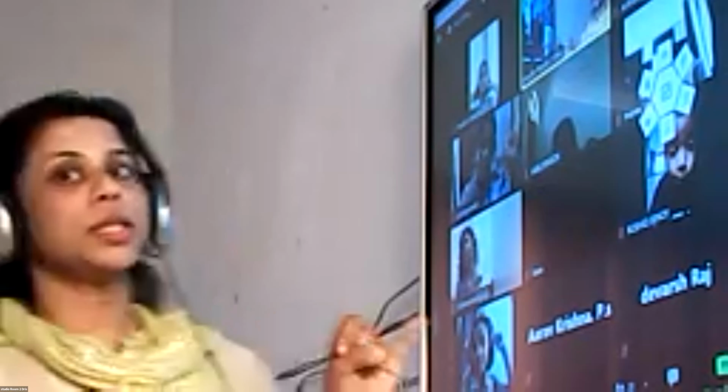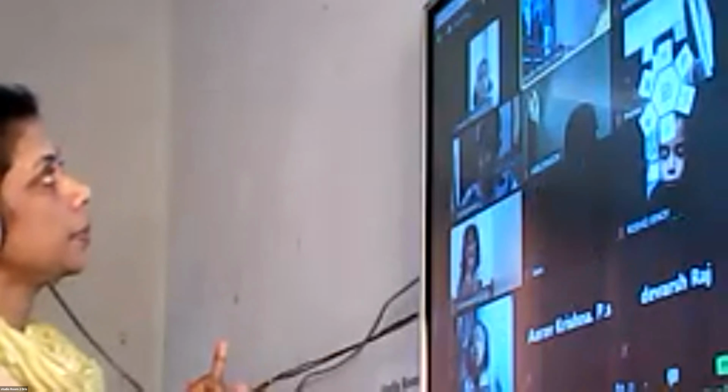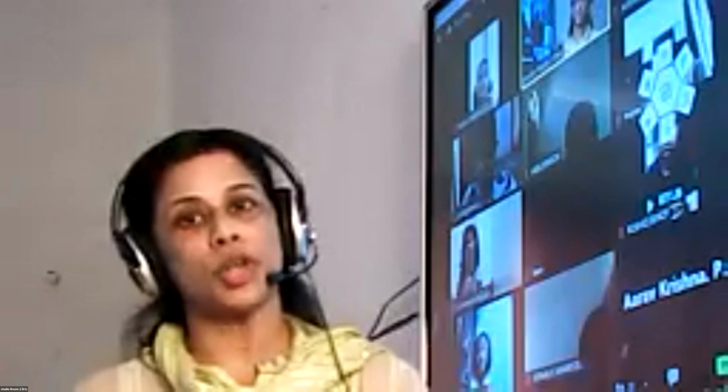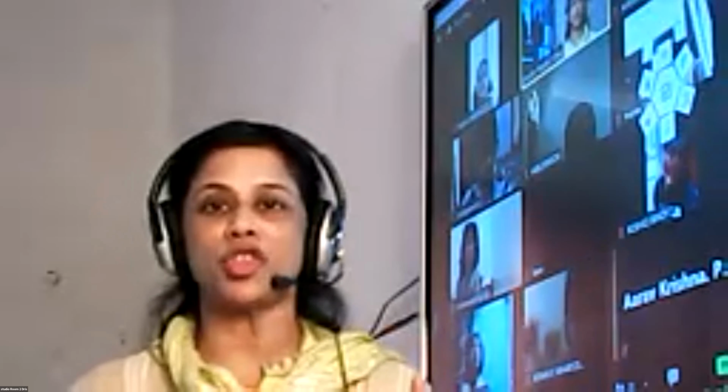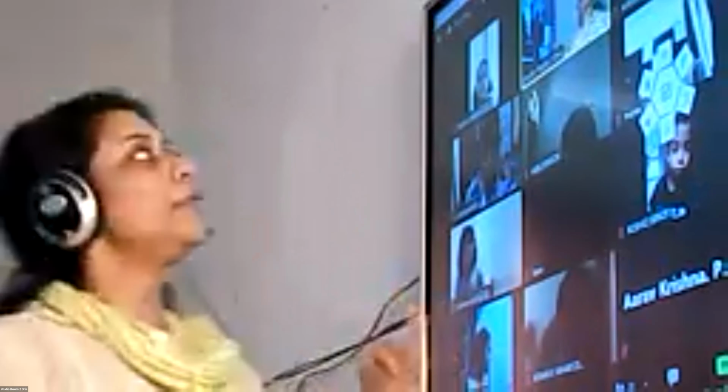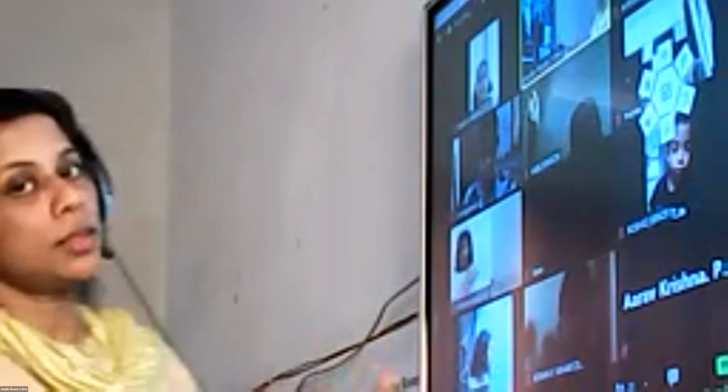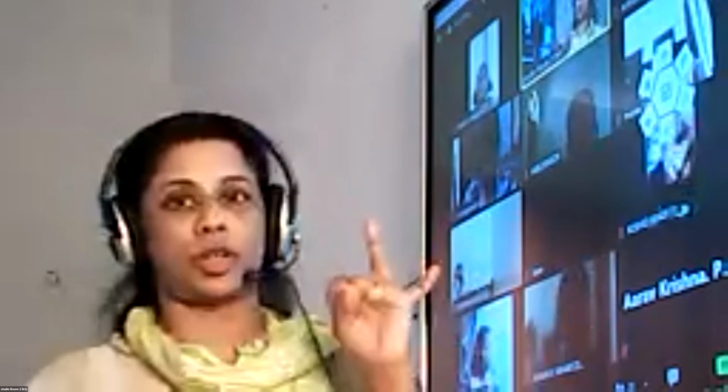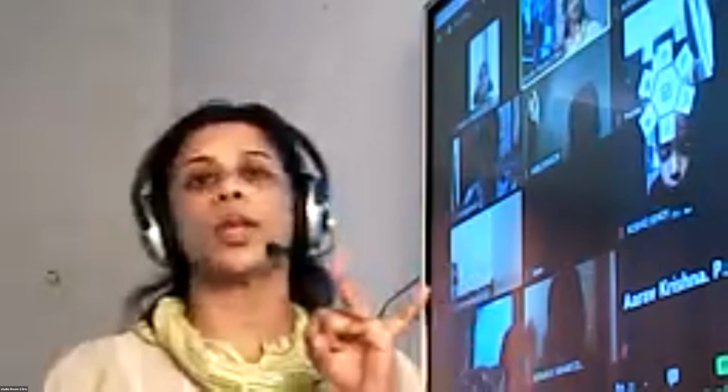There are 4 genders. The first one is the masculine gender, which denotes male. The second one is the feminine gender, which denotes female. So for every masculine gender, there is a feminine gender too, for all living things, whether it's human beings or animals or birds. There are masculine genders as well as feminine genders.